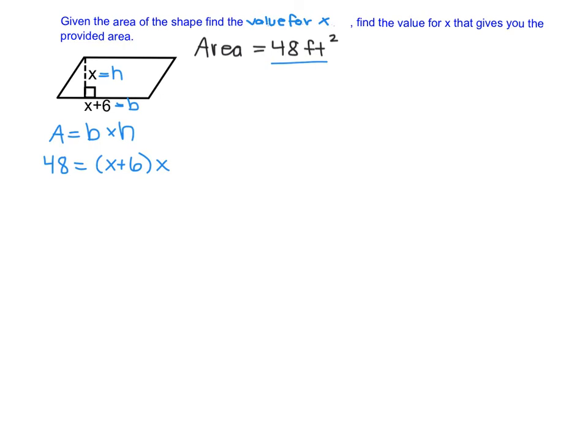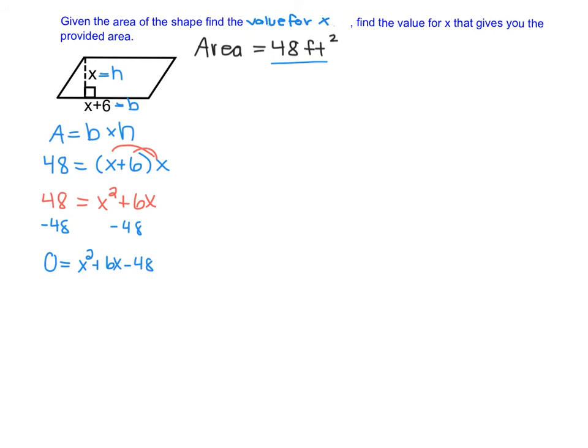Now, written as is, this isn't very helpful, so I'm always going to start by rewriting this to get those parentheses out of there so I can start to work with this particular equation. So if I distribute here, I end up with x squared plus 6x, and then I still have that 48 on the left-hand side. So I have a couple of options here. I could subtract the 48 over and look at it as 0 equals x squared plus 6x minus 48 and try to figure out how to factor that.